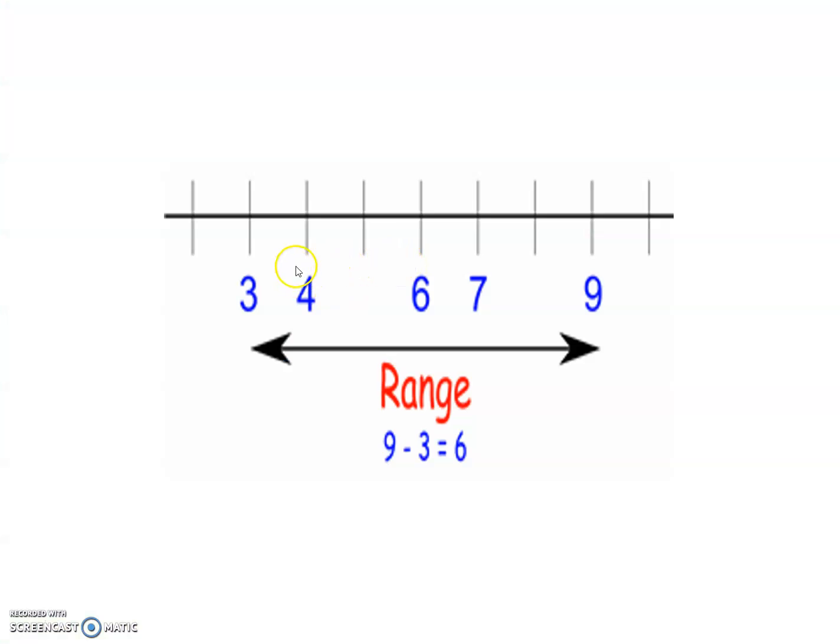Here you see a number line with 3, 4, 5, 6, 7, 8 and 9, where they highlight five numbers: 3, 4, 6, 7, 9. Range is defined as the highest value minus the smallest value. So 9 minus 3 is equal to 6. 6 is the range.